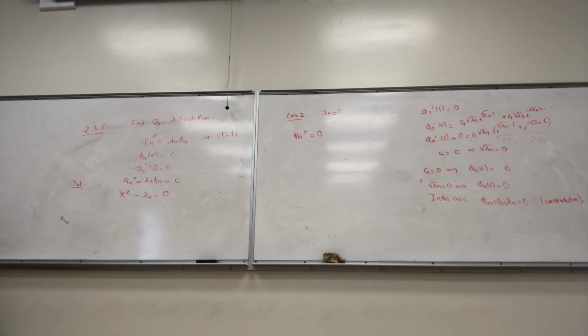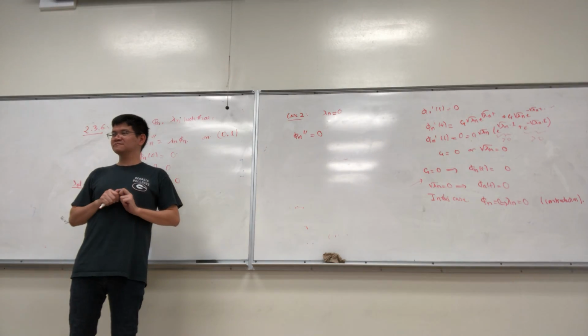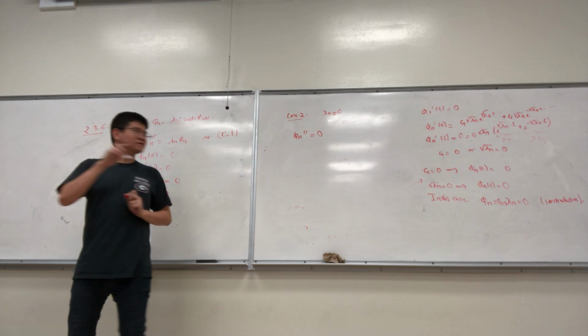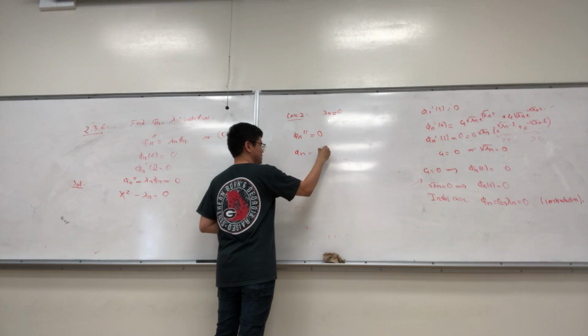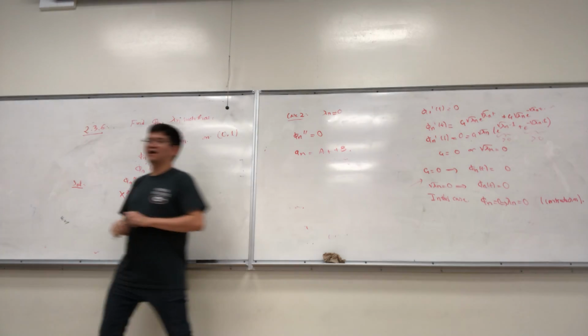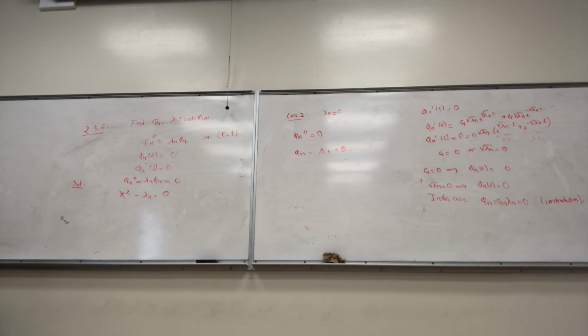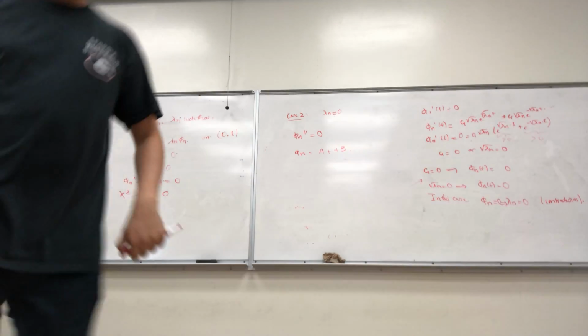So what is the solution for phi n? Phi double prime is 0. What is phi? Yeah, a constant times t plus another constant. Because if you integrate it, you get a constant. So this is something that we considered already, right? So this is a t plus b. Right? We're going to continue this on Thursday.